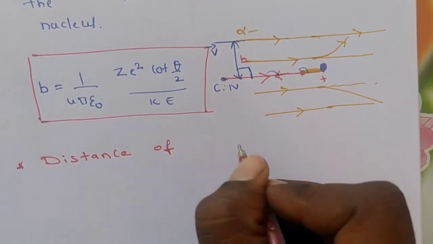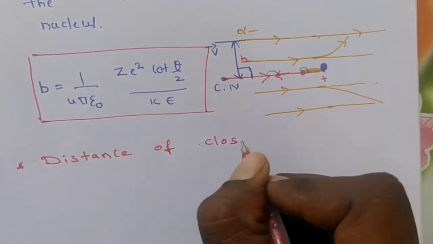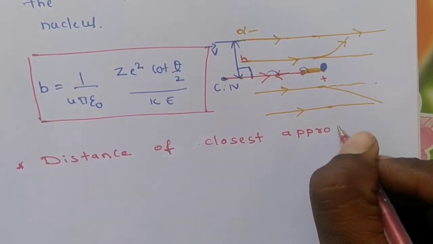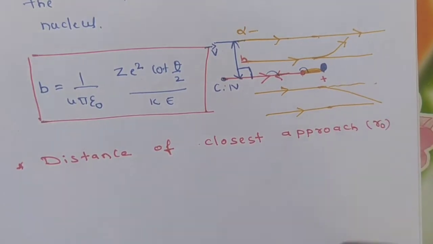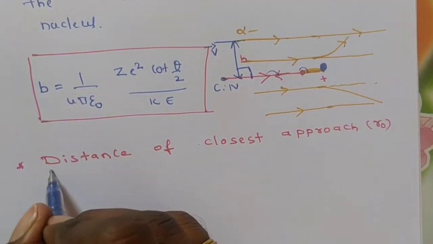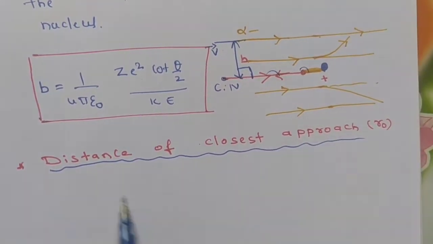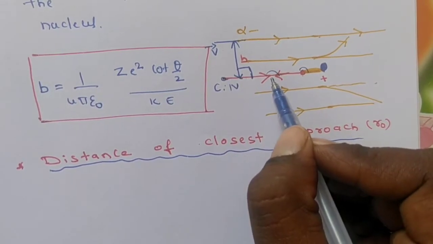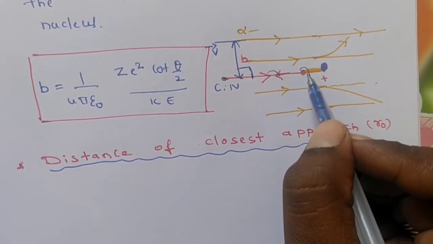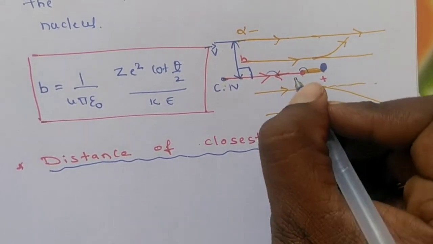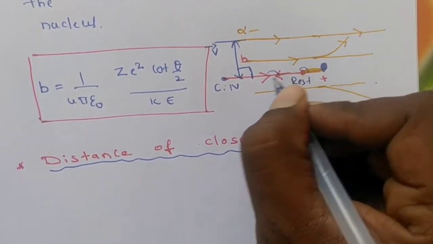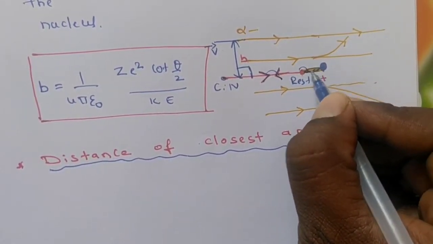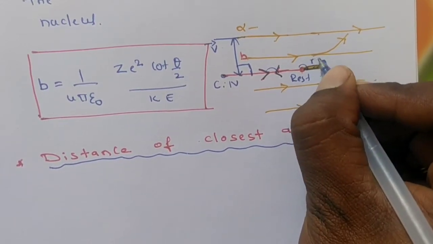Distance of closest approach, denoted by symbol R naught. It means when the alpha particle moves towards the nucleus, its kinetic energy converts to potential energy. When it comes to potential energy, it comes to rest. Again it returns back in the same direction. This distance we call the distance of closest approach, denoted by symbol R naught.